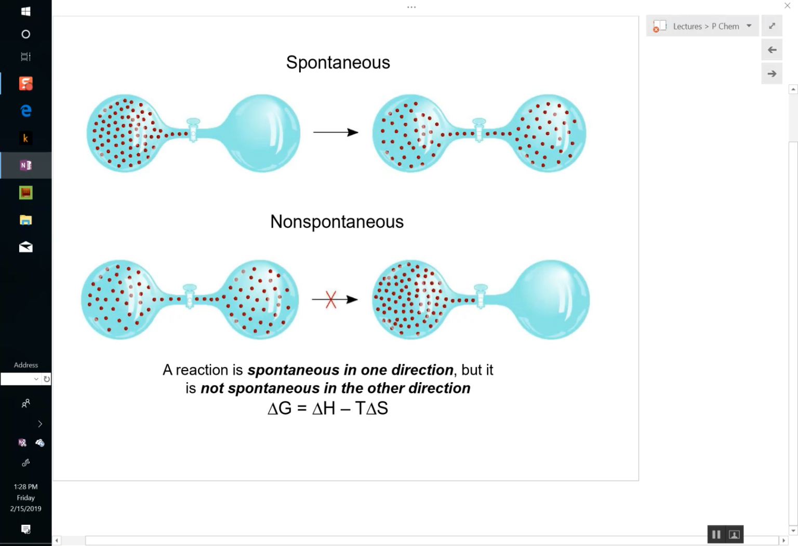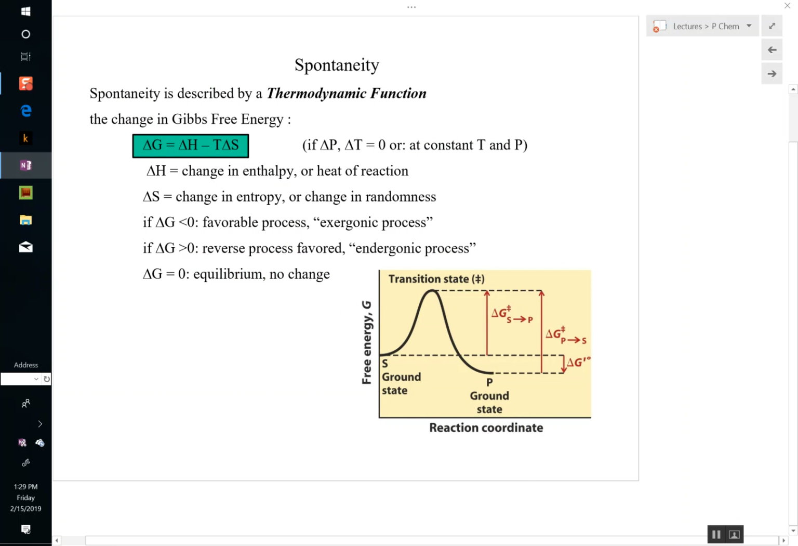All right, again, some spontaneous things. These become more random. That will happen spontaneously. This going to that will not. It's more highly ordered. So a reaction is spontaneous in one direction, but it is not spontaneous in the opposite direction. So, looking at spontaneity.